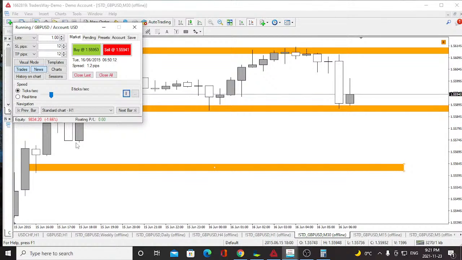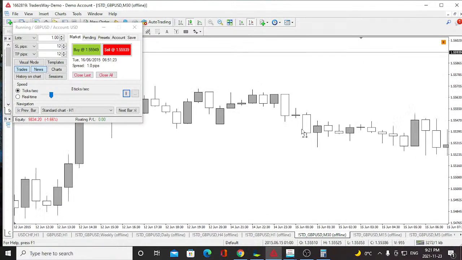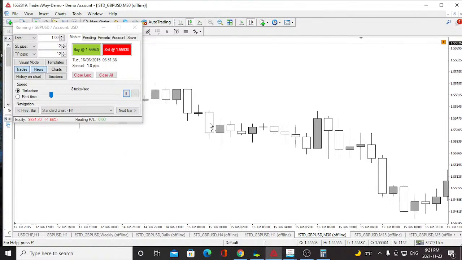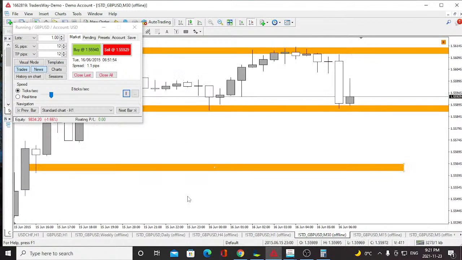So I didn't choose this area as a level of support because there's no candles, which means there wasn't an area of liquidity. But if you see here, there's a candle, meaning there's areas of liquidity. See candles, candles, candles, right? So that's why I put that there instead of there.